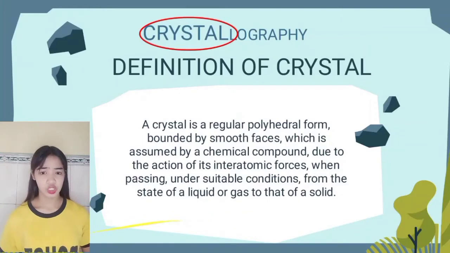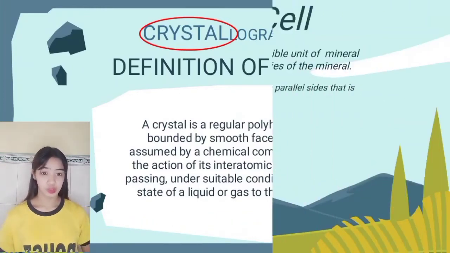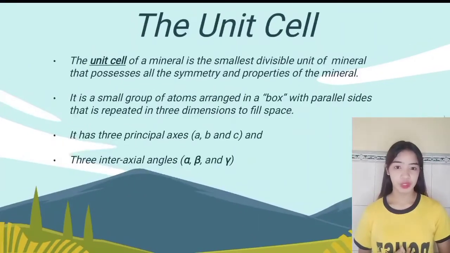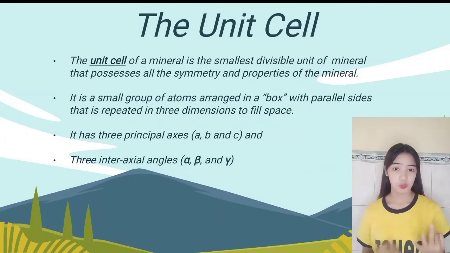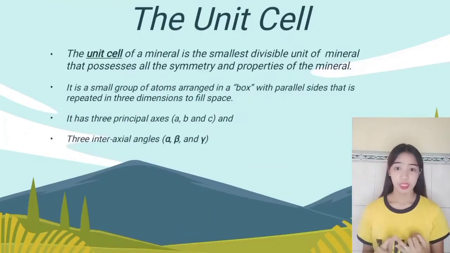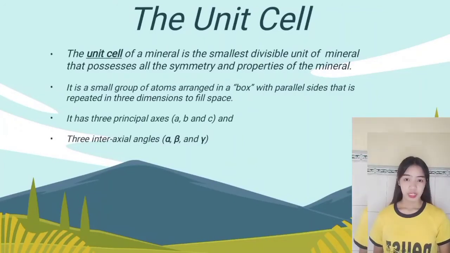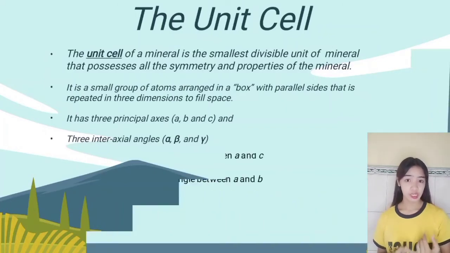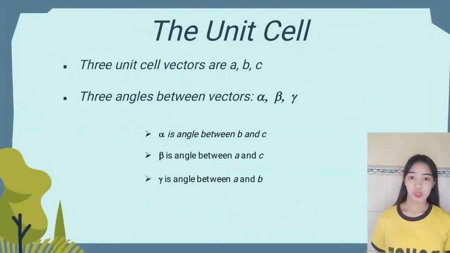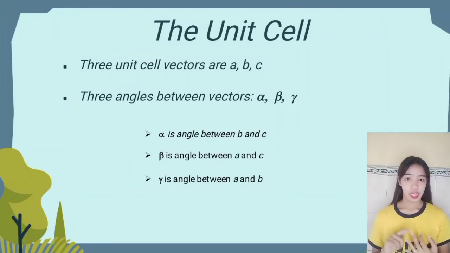After knowing the definition of crystallography, let's move on to the unit cell. The unit cell of a mineral is the smallest divisible unit of mineral that possesses all the symmetry and properties of the mineral. It is a small group of atoms arranged in a box with parallel sides that is repeated in 3 dimensions to fill space. It has 3 principal axes, which are A, B, and C, and 3 interaxial angles, which are alpha, beta, and gamma. 3 unit cell vectors are A, B, C, and 3 angles between vectors are alpha, beta, gamma.